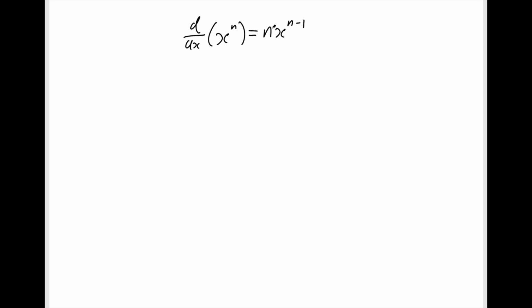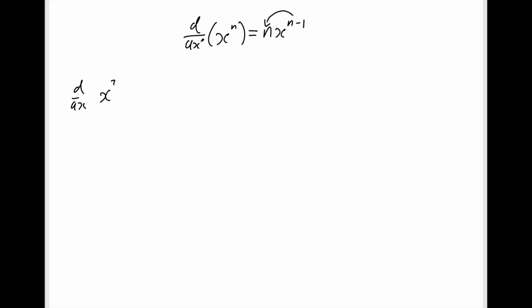And I think how I and a lot of people would remember this is we typically think about dragging the power down and then subsequently subtracting that power by 1. And so let's do a few examples. The first example we'll do is if we differentiate x to the 7, let's say.